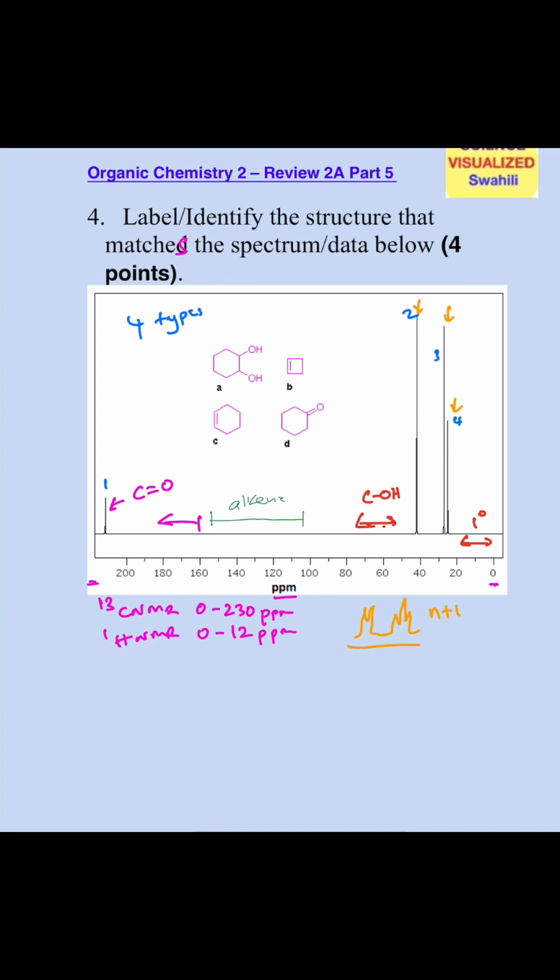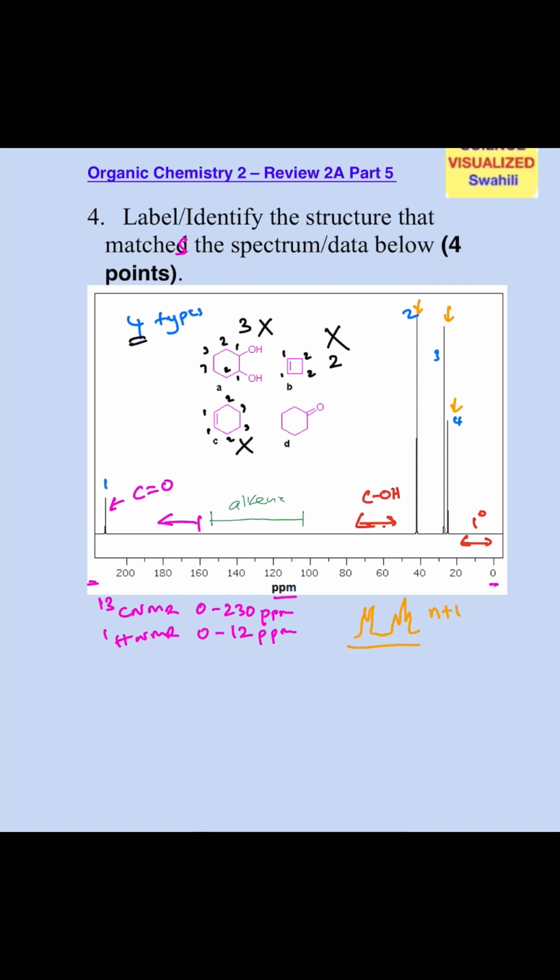So let's just use the number of signals. We see that we have 4 different types of carbon. If you look at structure A, we have 1, 1, 2, 2, 3, 3. So that has 3 types of carbon, therefore that fails. Structure B has 1, 1, 2, 2. It has 2 types of carbon, fails. Structure C has 1, 1, 2, 2, 3, 3. So 3 types of carbon, that fails.